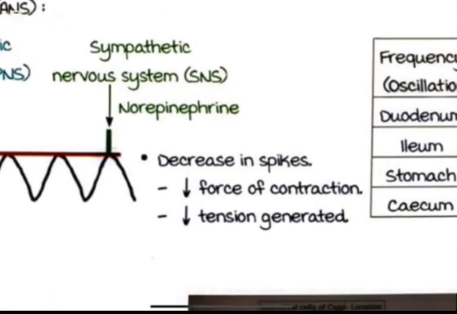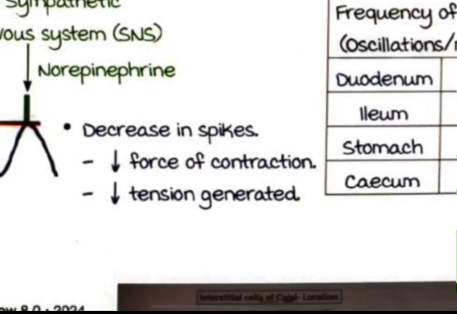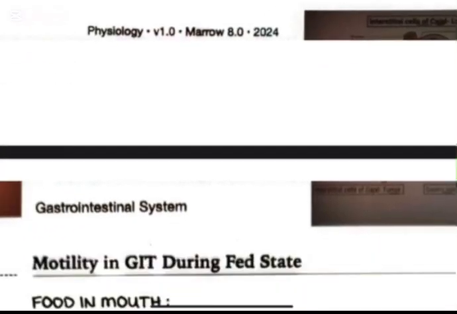Frequency of basal electrical rhythm, that is oscillations per minute. In duodenum, it is 12, highest. In ileum, it is 8. In stomach, it is 4. And in cecum, it is 2.